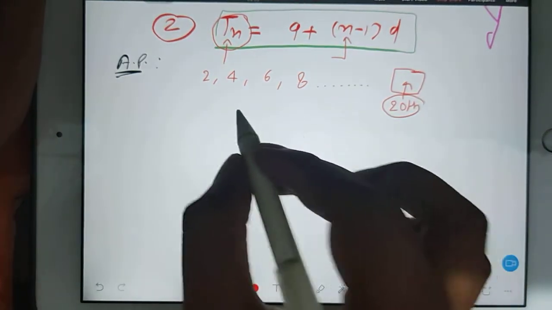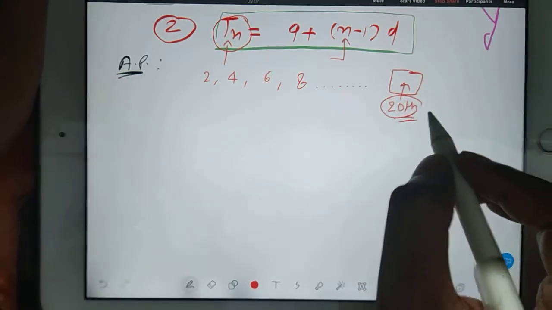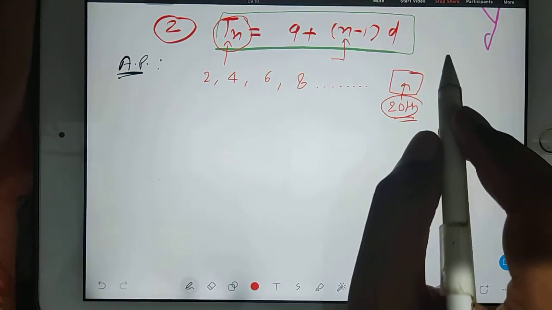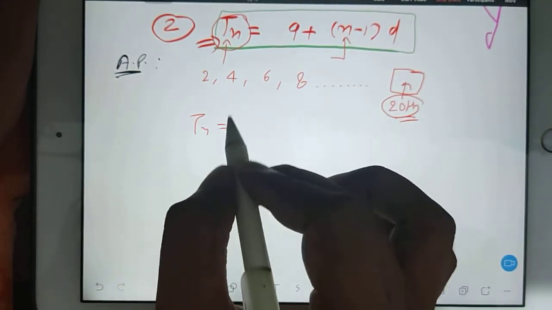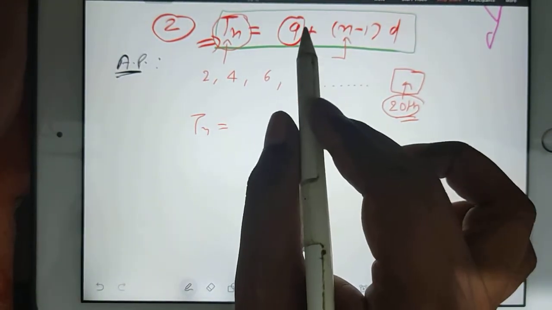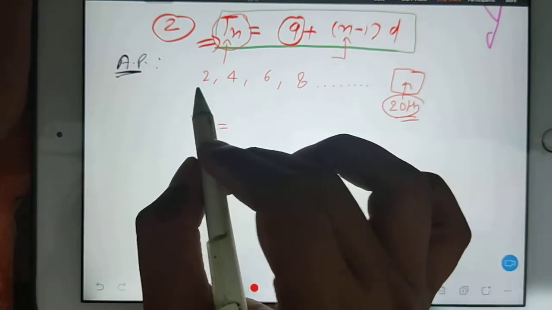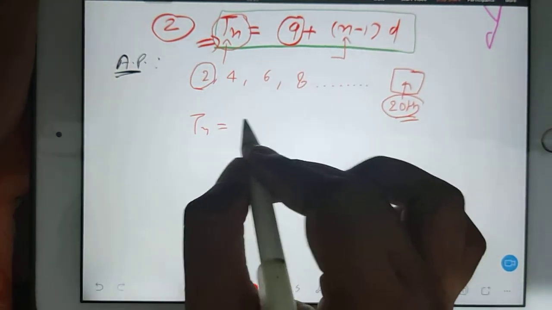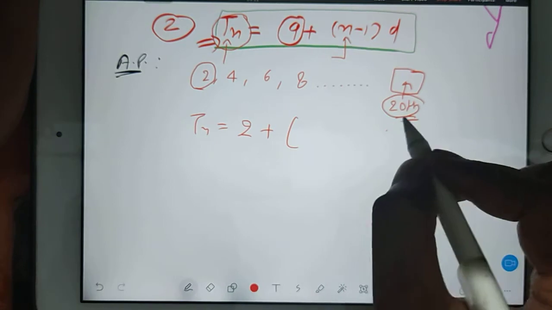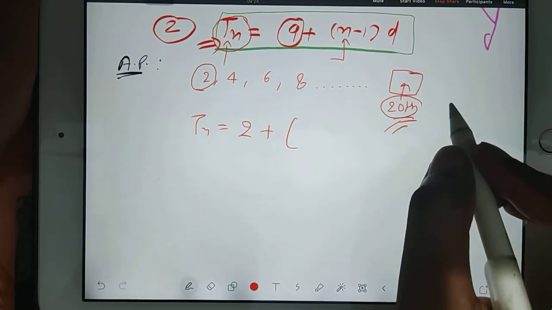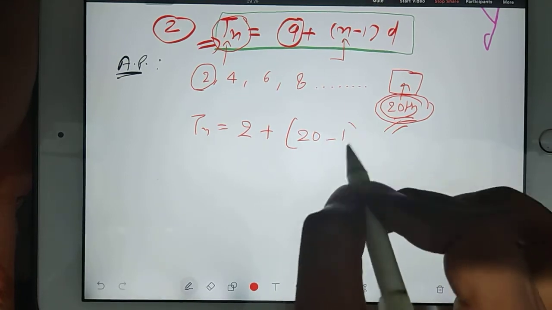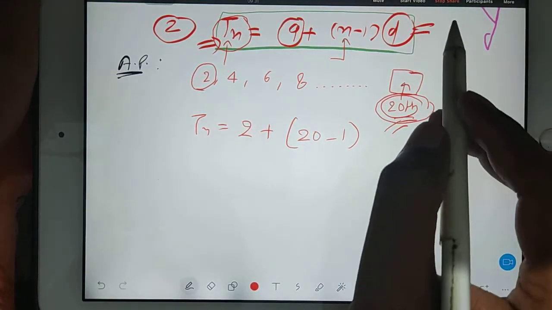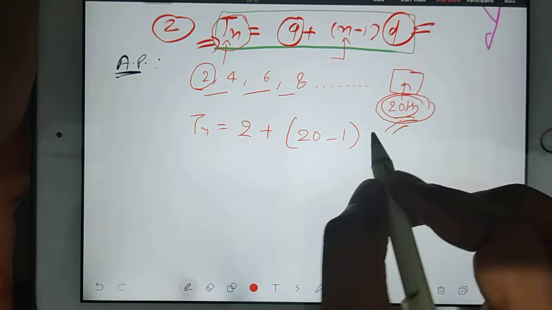So see here, at the 28th position, which number is coming? That number I want to find out. So that number is Tn. So Tn is equal to, this A is representing the first term of the series. The first term of the series is 2. So 2 plus, at which location are you looking for the term? That is your 28th position. So 28 minus 1. And what is D here? D is the common difference. If you look in the series, the common difference is 2.